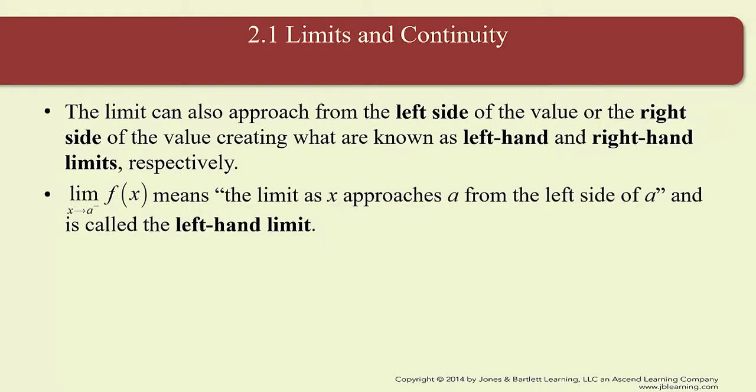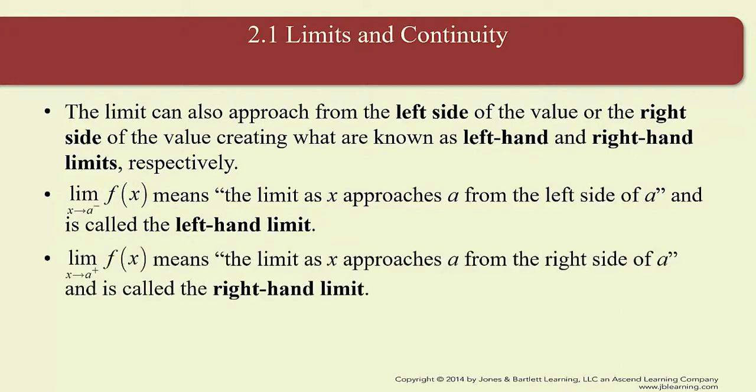The limit, and I'm going to read it out, the limit as x approaches a from the left, that negative sign means from the left side of a, of f of x, well that means the limit as x approaches a from the left side of a. That's what we call the left-hand limit. Likewise, what I had on the board, the limit as x approaches a from the right side of a. Remember the plus sign means we're approaching a from the right side of a. That's called the right-hand limit.